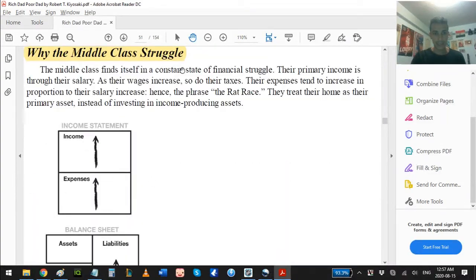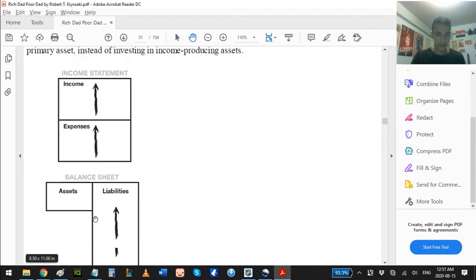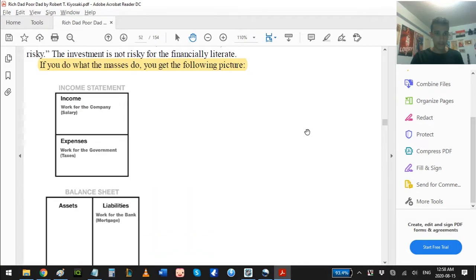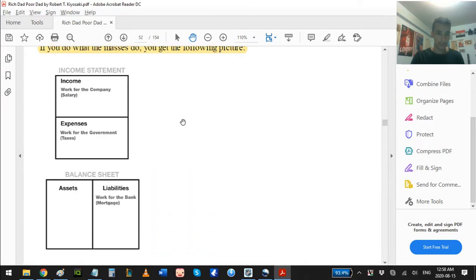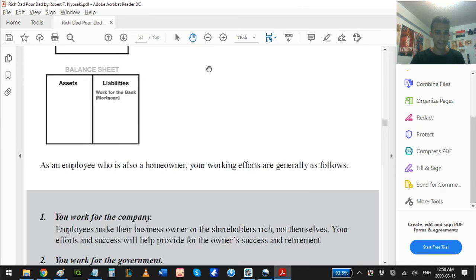But why does the middle class struggle? Income goes up, expenses go up, and because they're buying liabilities instead of assets, their expenses are going up. So if you follow what the masses do, you will get the following picture. You work for the company, whatever company you work for, whatever job you do. And then you work for the government, so you've got to pay your taxes, right? So you're working for the company, you're working for the government, and then you're paying off your mortgage, and you're working for the bank too. So look at all these people you're working for. Are you even working for yourself? Again, this book gets way more deep into that area. I'm not going to get into it in this video, but I totally recommend this book, Rich Dad Poor Dad by Robert Kiyosaki.